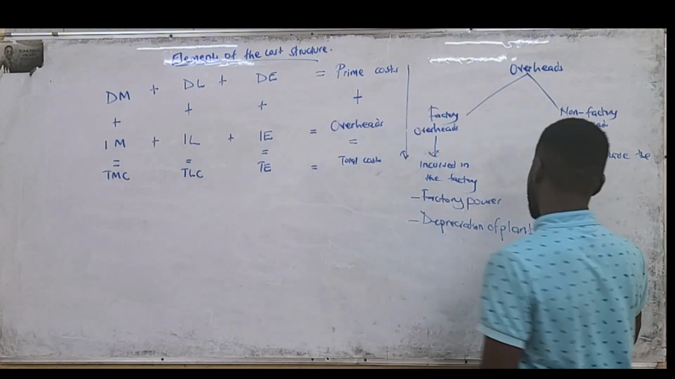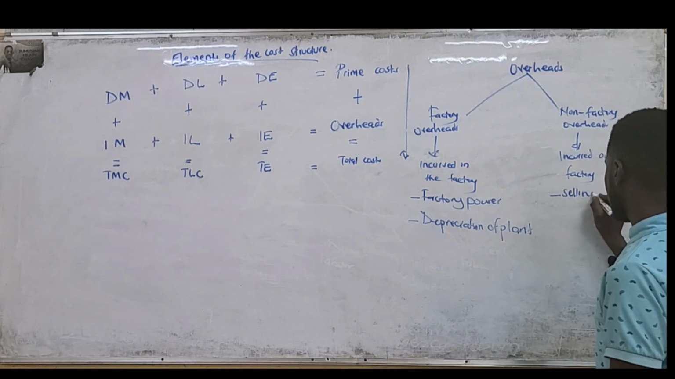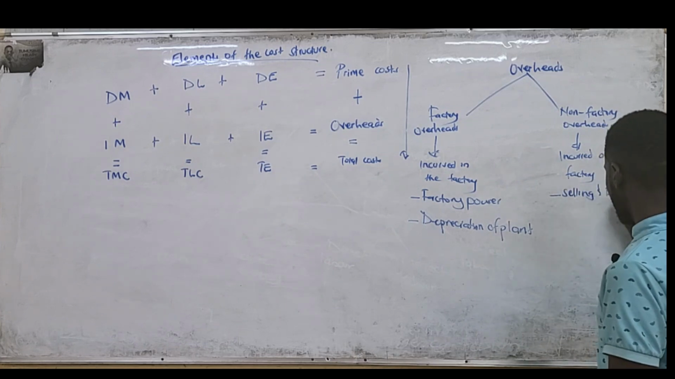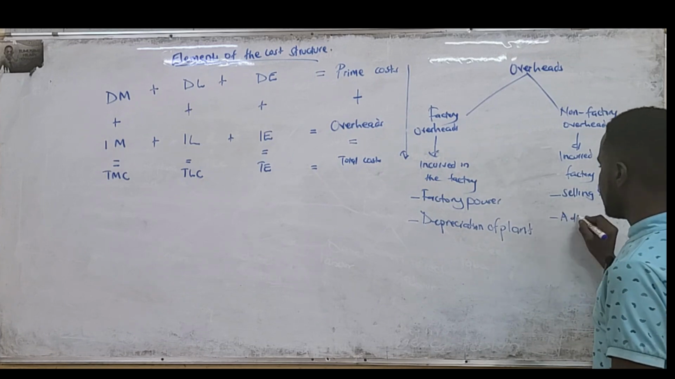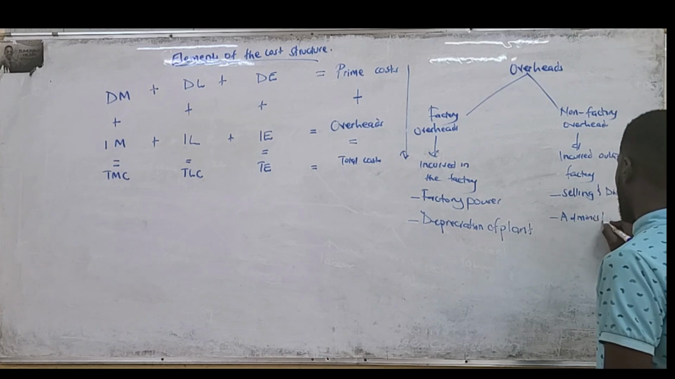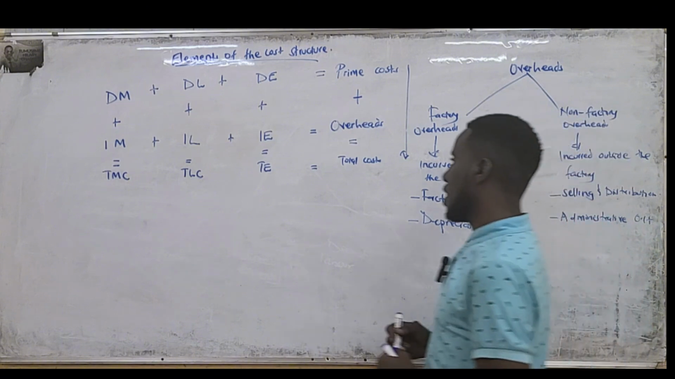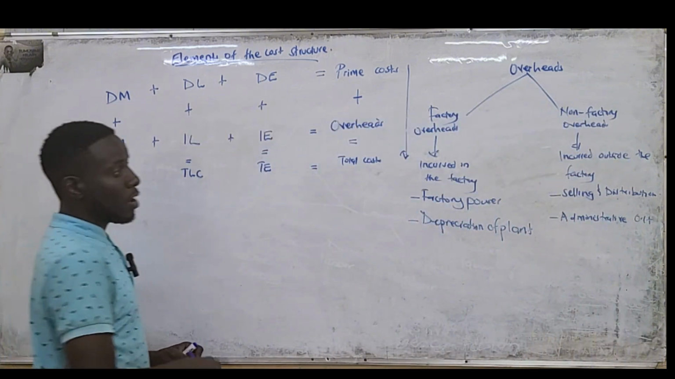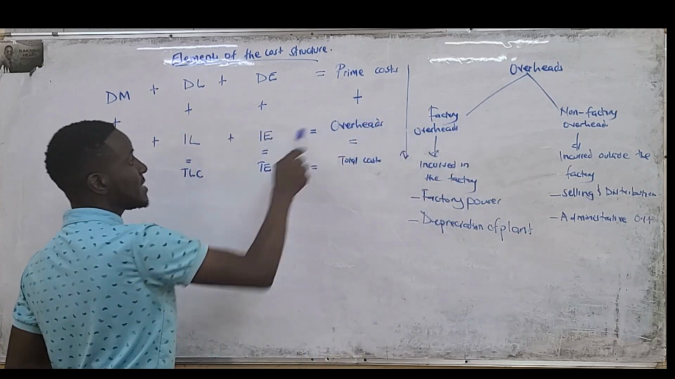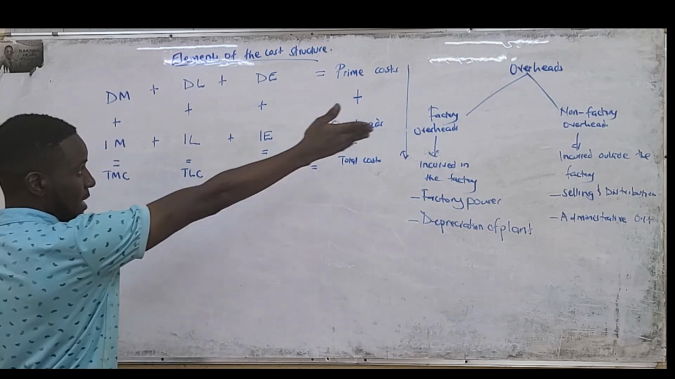Then when we come to the non-factory overheads, we can have selling and distribution overheads, and we can also have administrative overheads. So basically, that's what we have when it comes to the overheads. Now, these overheads are divided into two. Okay, so that's how they're divided.